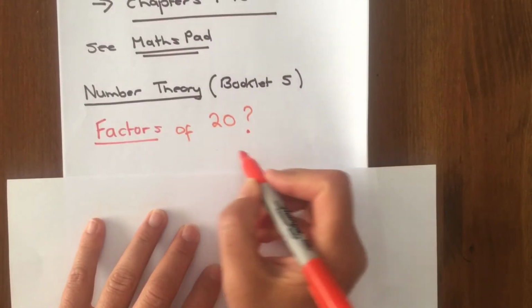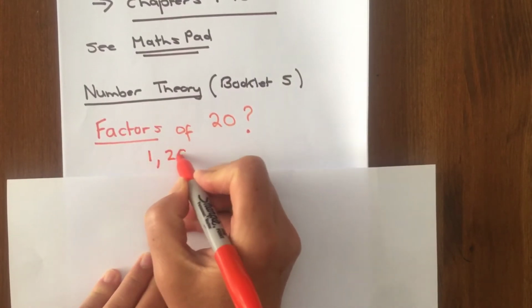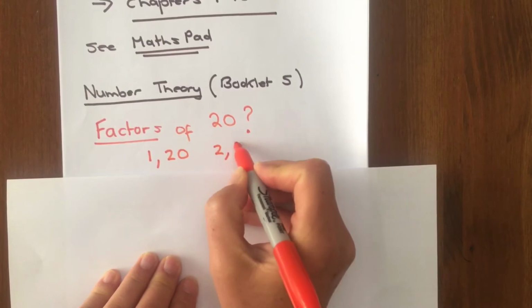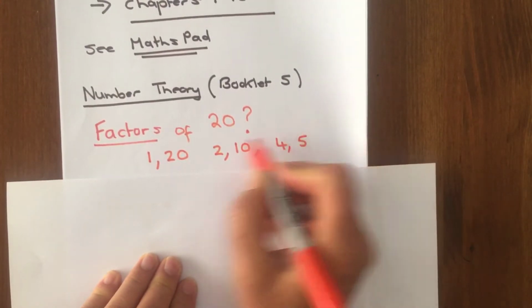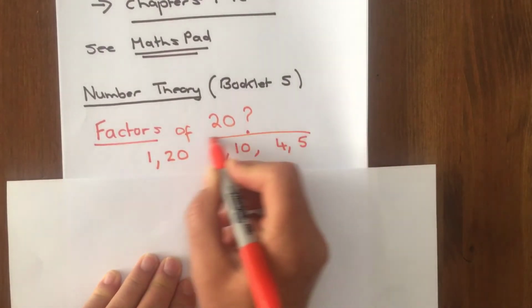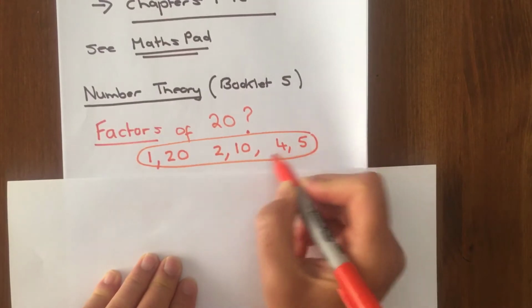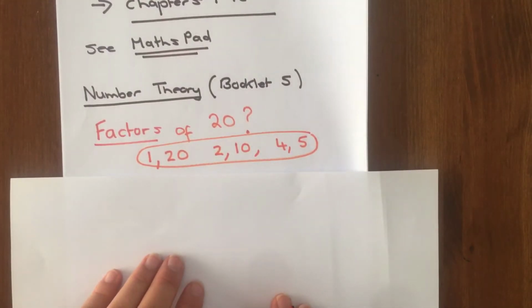Now I think about factor pairs. So I have 1 times 20, I have 2 times 10, and I have 4 times 5. So you can see they're like factor pairs. So these are all the numbers that divide exactly into 20. They're called factors of 20.